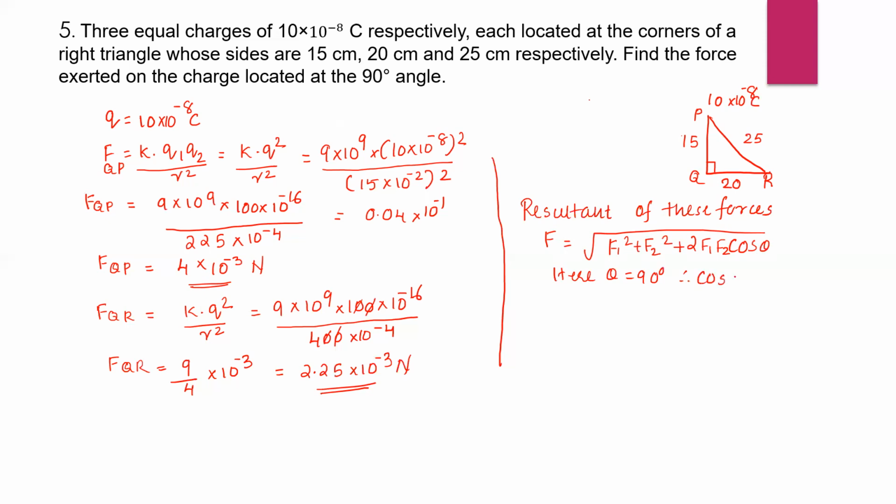Therefore, cos 90 is equal to 0. So this term will become 0. Therefore, we will get F is equal to under root F1 square plus F2 square. On substituting the values, F1 is 4 into 10 raised to minus 3 the whole square plus F2 is 2.25 into 10 raised to minus 3 the whole square.